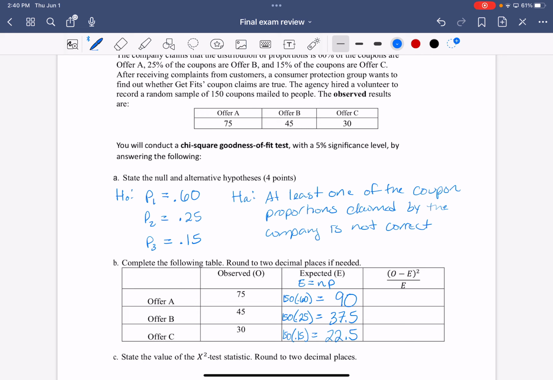Any questions there? Yes. Where do I find the formula for the expected? So on the third formula sheet, it's right there. Okay. Yep.